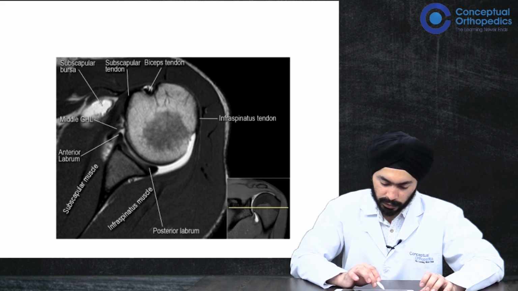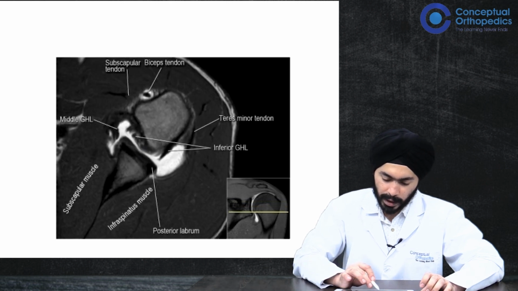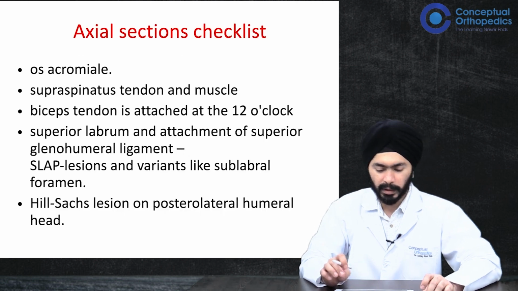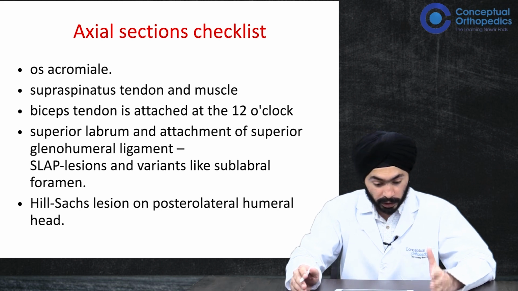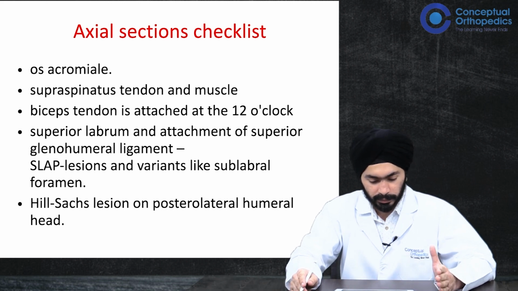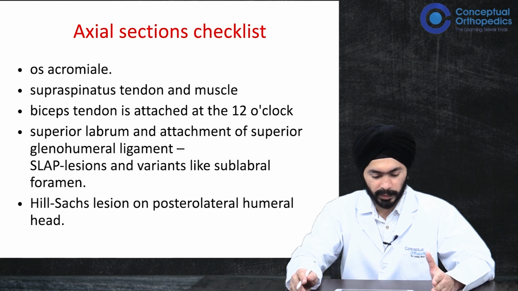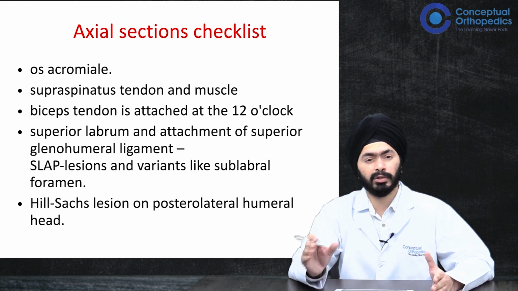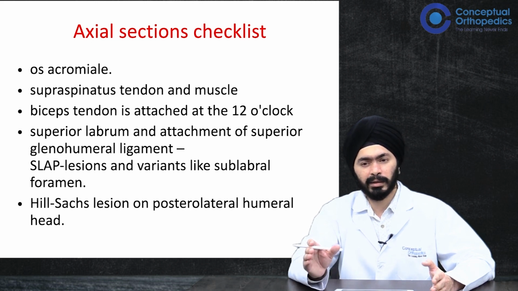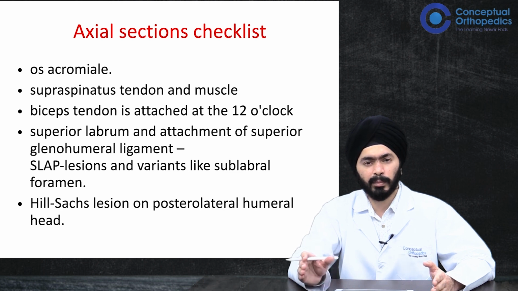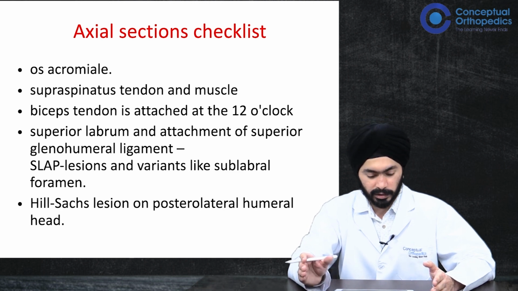Going down, showing good labrum, anterior labrum, posterior labrum, and the biceps tendon. You can see some edema around the biceps tendon. So what is the checklist in the axial sections? You want to look for os acromiale, I'll talk about it later, the rotator cuff, the supraspinatus, infraspinatus, biceps tendon in the bicipital groove. If the biceps tendon is dislocated, not lying in the groove, that usually means that there is an associated subscapularis pathology, usually a subscapularis tear.